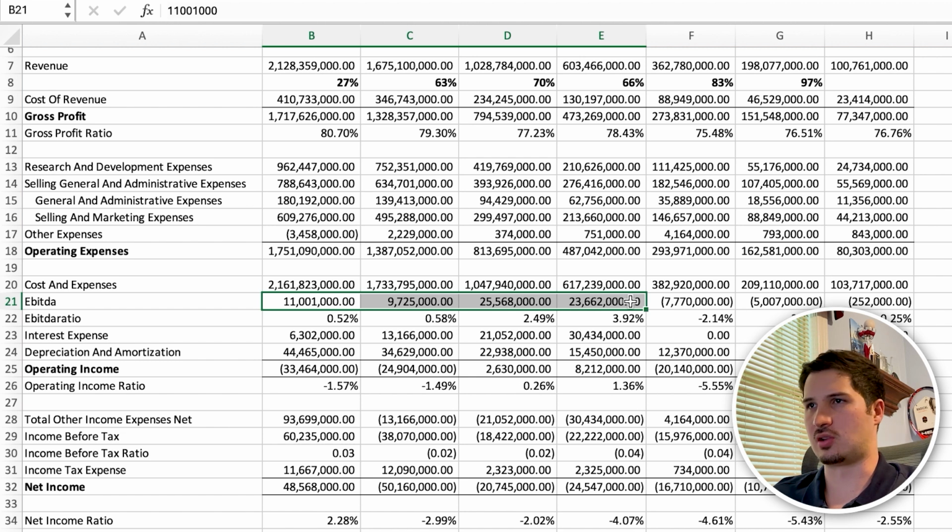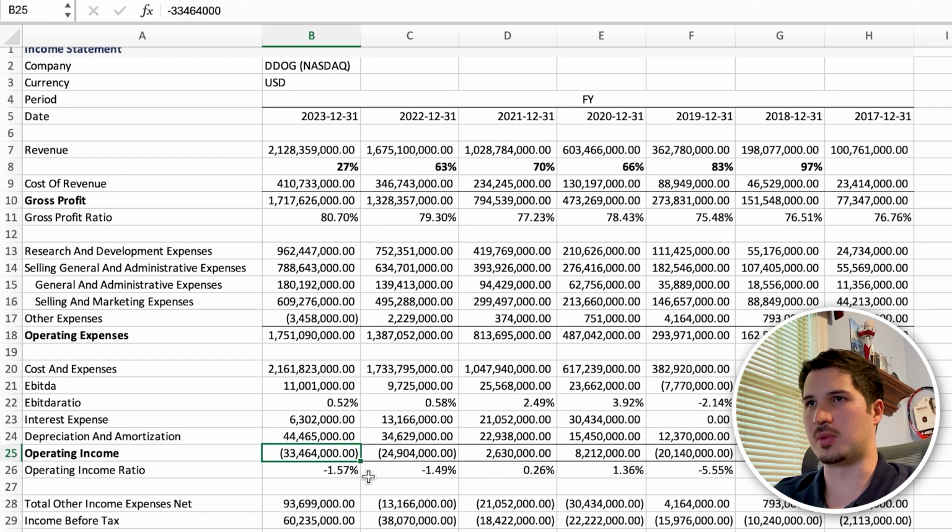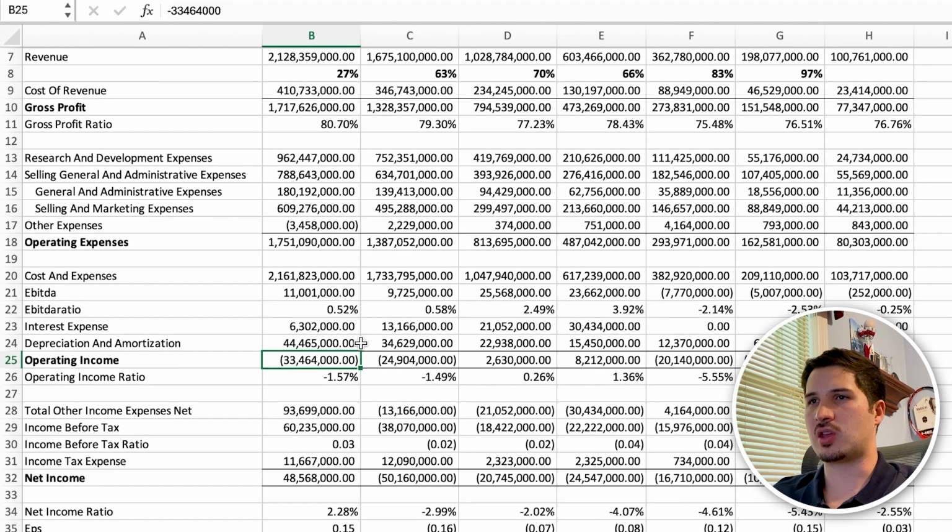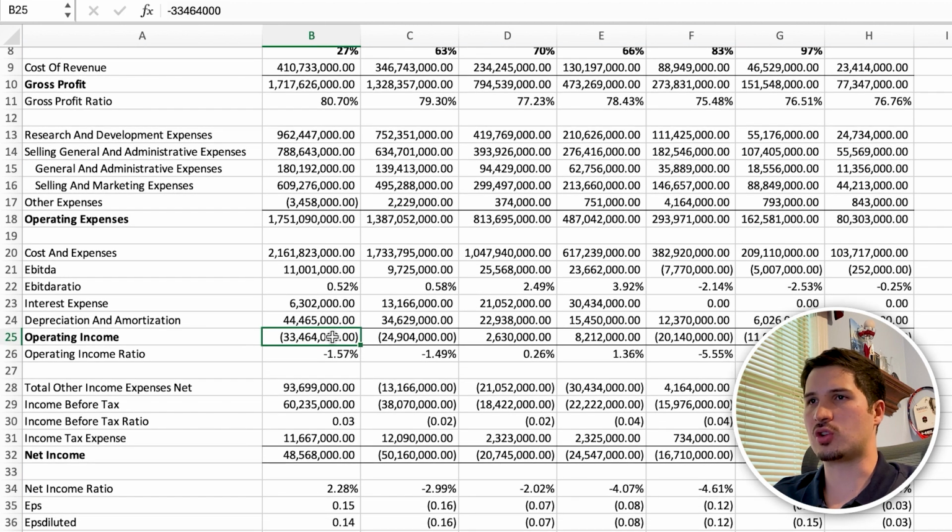A lot of these companies are losing money. Interest expense, depreciation, and amortization. And we see that the company for the last 2 years has lost money. In this case, 24 million, and this year, 33 million. This is 2023. Okay, great. So that's the operating income. This is not the net income. So we can see that the operating income is negative for the last 2 years, positive for the previous 2, and then negative for this.